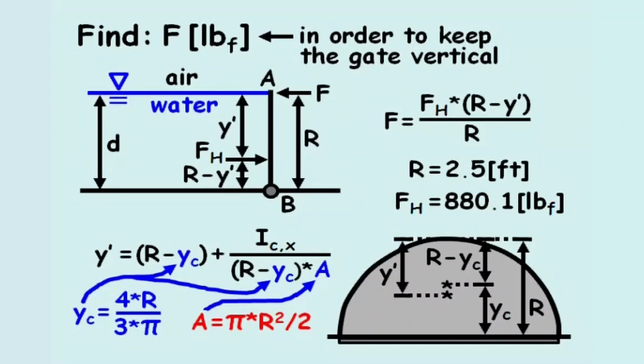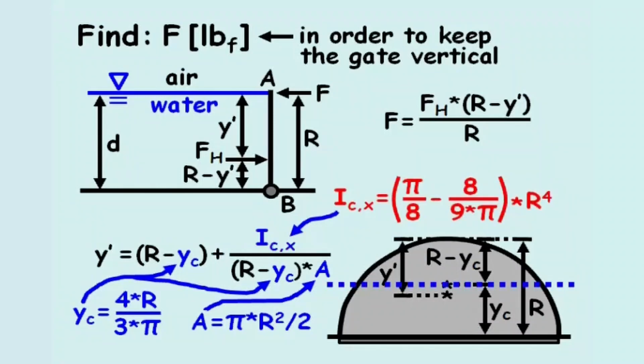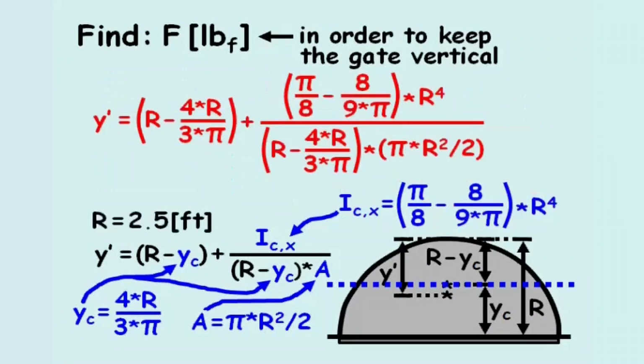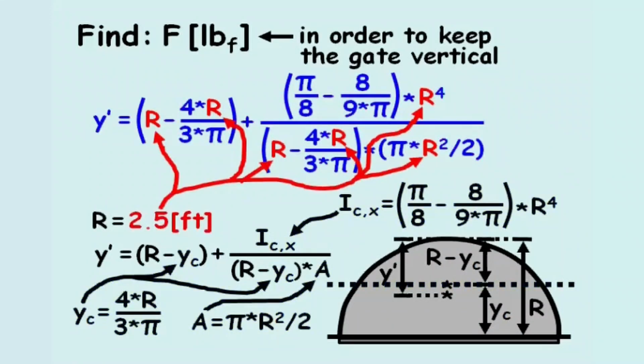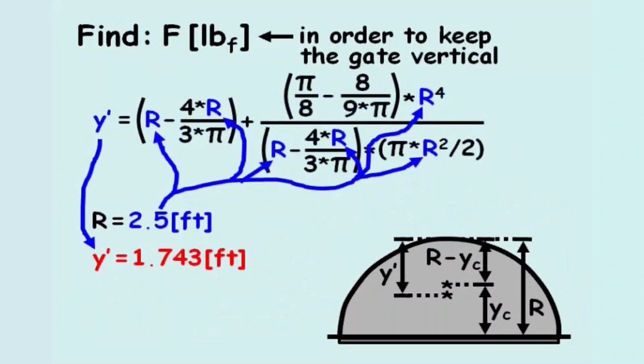The area moment of inertia taken about an axis parallel to the x-axis and running through the centroid of the gate is also a function of the radius r. After writing out a revised equation for variable y prime, we can plug in the variable r, and this makes y prime equal to 1.743 feet.